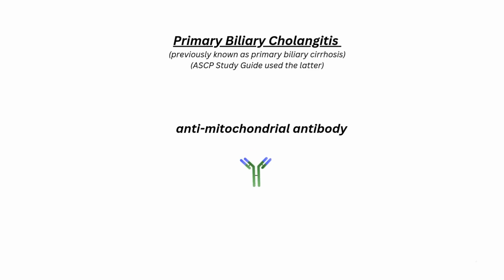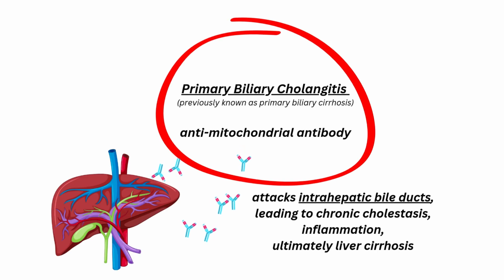Primary biliary cholangitis was previously known as primary biliary cirrhosis, and the autoantibody is anti-mitochondrial antibody. Anti-mitochondrial antibodies attack intrahepatic bile ducts, leading to chronic cholestasis, inflammation, and ultimately to liver cirrhosis.